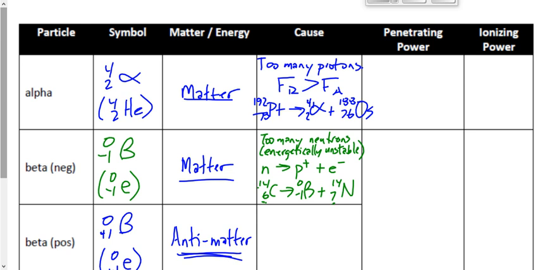Now, Spencer, what else we got here? Yeah, this would be an antineutrino, or that little V with a line on top of it.